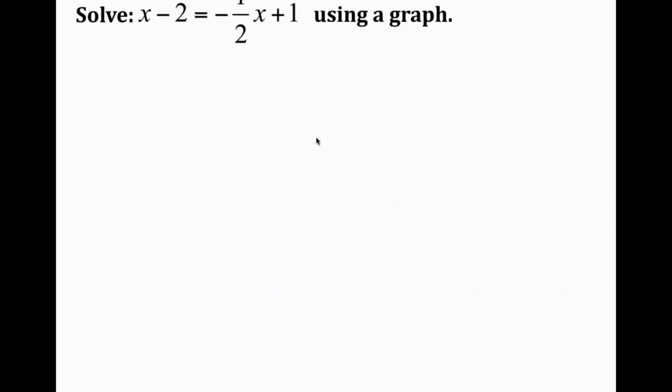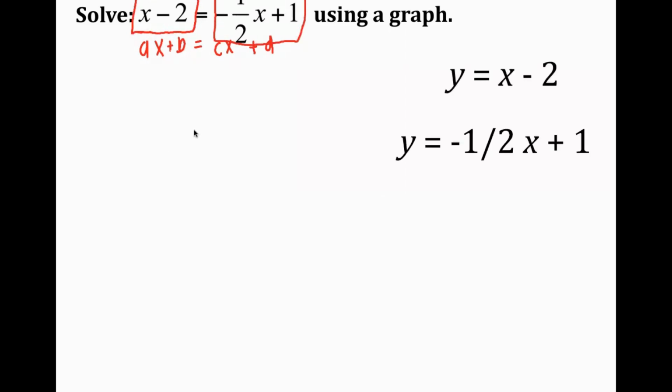First, we have x minus 2 equals -1/2x plus 1. This is in our ax plus b equals cx plus d form. And remember that we're just breaking it down into two equations. So make one equation that is set to x minus 2. The other equation will be set to -1/2x plus 1. So we would have y equals x minus 2 and y equals -1/2x plus 1. And now that you have your two equations, just graph them on a coordinate plane.